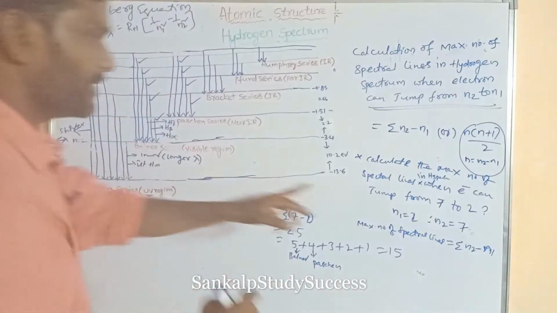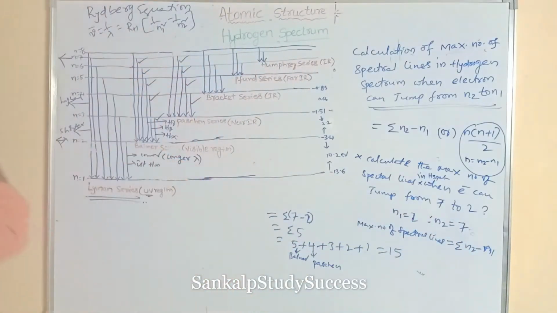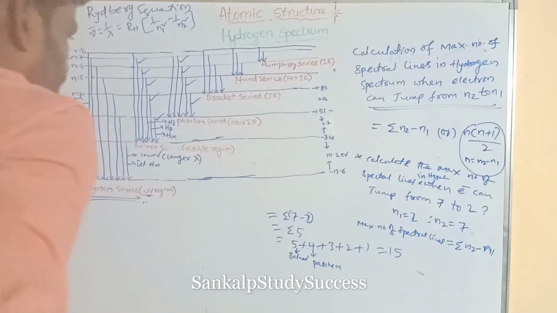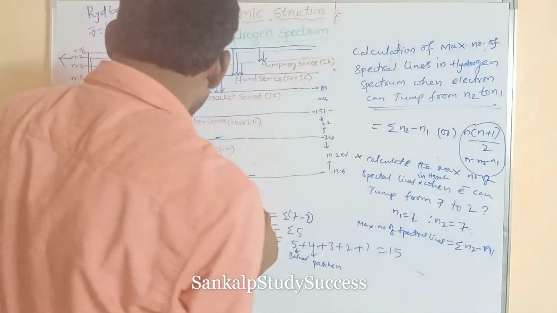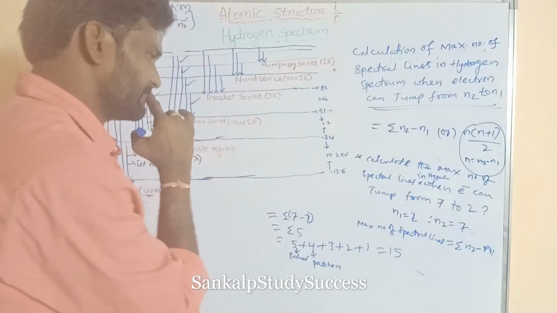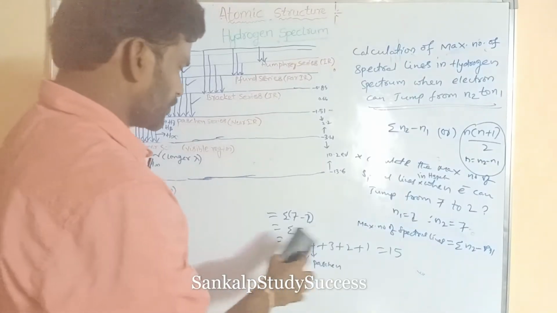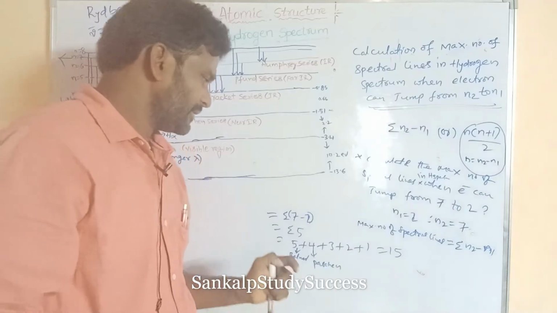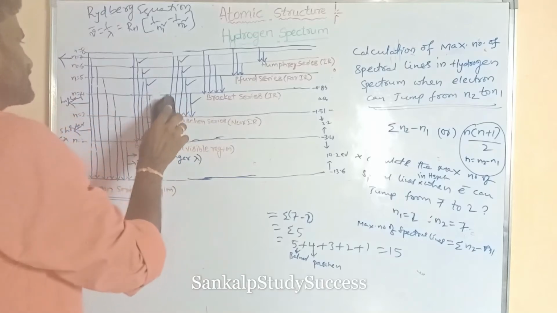Next, 3 lines when the electron can jump from 7 to 2. Okay, the total number of spectral lines is 15, right?